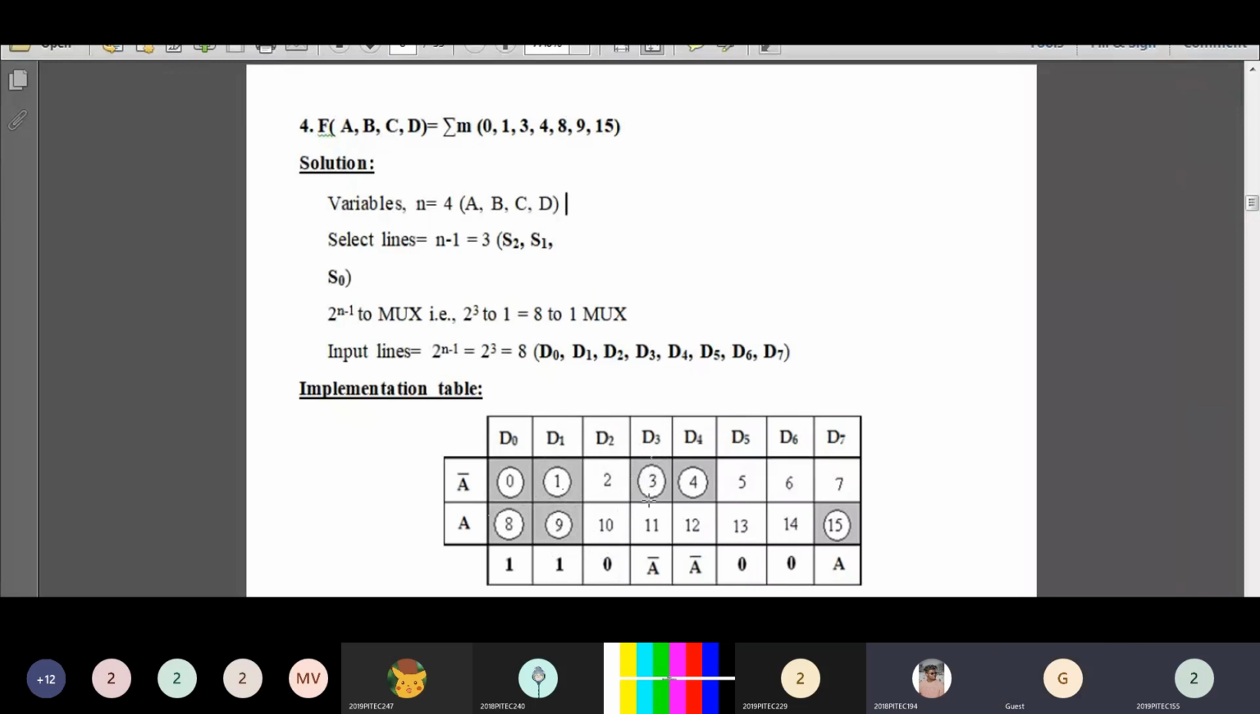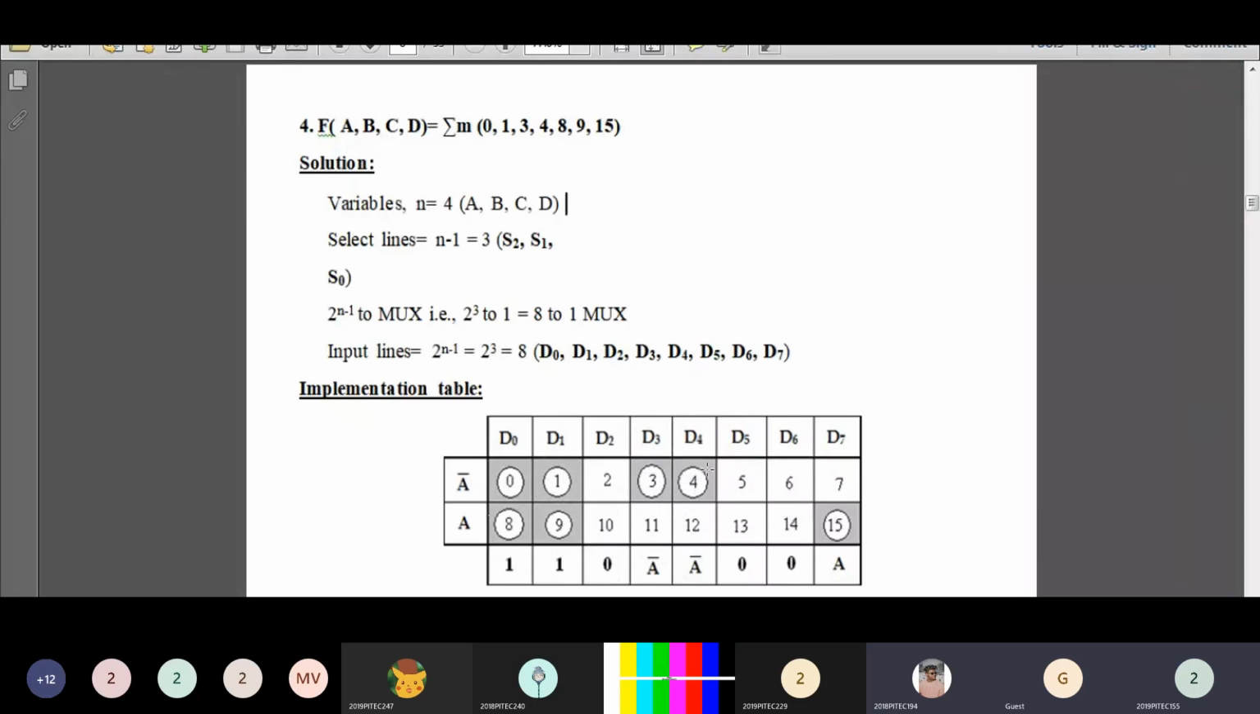In this, you'll be having two minterms, 3 and 11. The minterm 3 is circled, so you have to see the variables which is in the row wise. In the row wise, you will be having a dash, so you have to put a dash here. Look at the fifth column, that is D4.